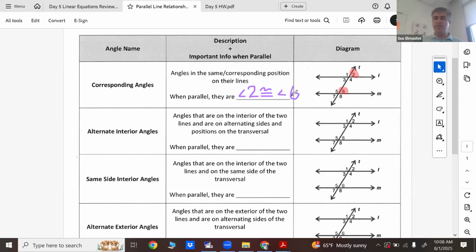Okay, alternate interior. Think about the words. It's a play on words. That's all it ever is. Alternates. You alternate. You rotate. Switch. Right. Interior. Inside. Right. So look at 3 and 6. Are they inside lines L and M? Yeah. Do they alternate on opposite sides of line T? Yeah. So those are also, that's another thing we have to look at. So let's get a highlighter out again.